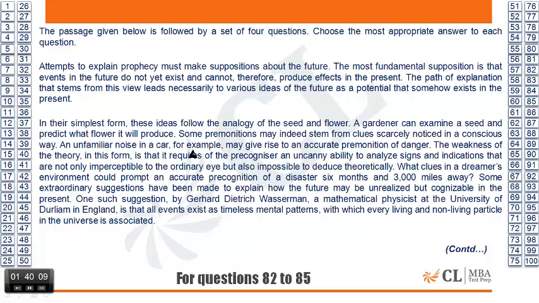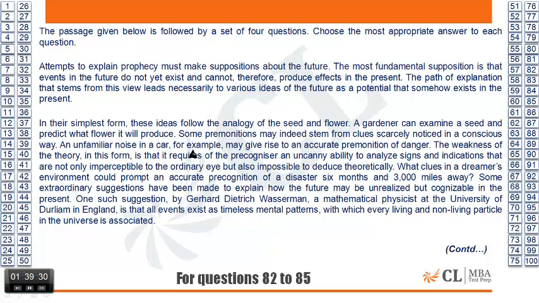Okay, let's see, where is it? 82. Let's read this. Attempt to explain prophecy must make supposition about future. What does that mean? If you want to prophesize, you should make some supposition about the future. So the most fundamental supposition is that events in the future do not yet exist and cannot therefore produce effects in the present. Okay. The path of explanation that stems from this view leads necessarily to various ideas of the future as a potential that somehow exists in the present. He's going to talk about how the future is existing in the present.